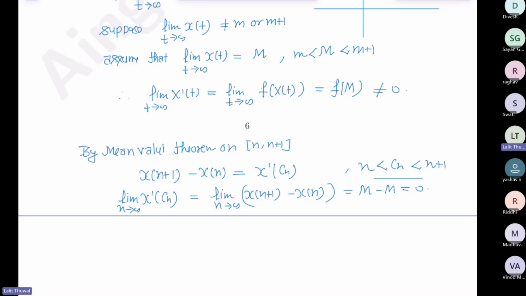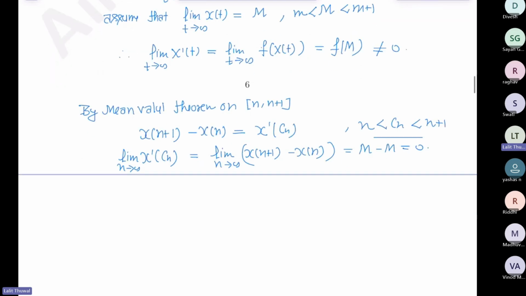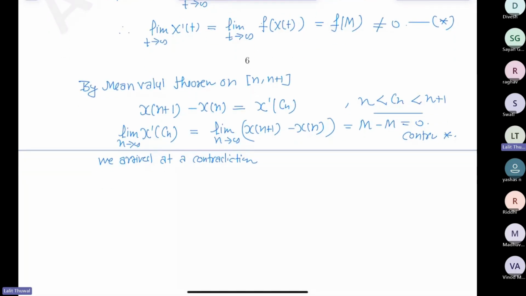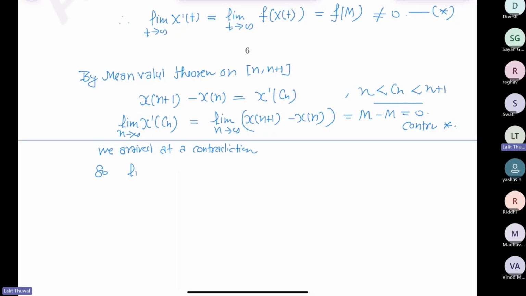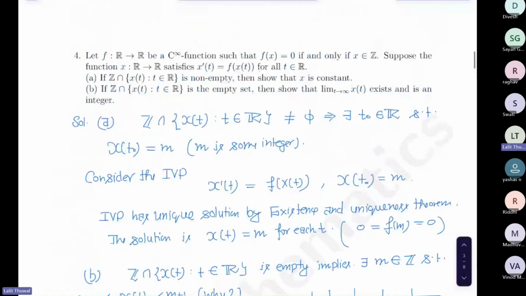Yes, sir. Okay, thanks. So is it clear that we arrived at a contradiction? This contradicts star. When you see the notes, you might be confused by contradicts star. So what should happen? The limit exists and must be equal to m or m plus 1. That depends on whether it is monotonically increasing or decreasing, but we just have to show that it is an integer. Nothing more than that. So we are done.